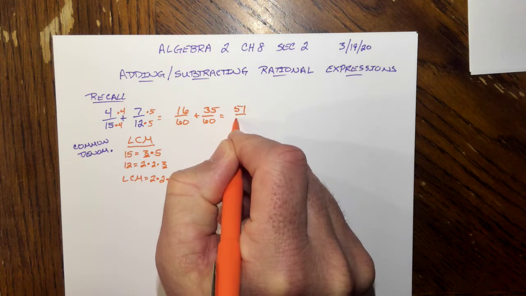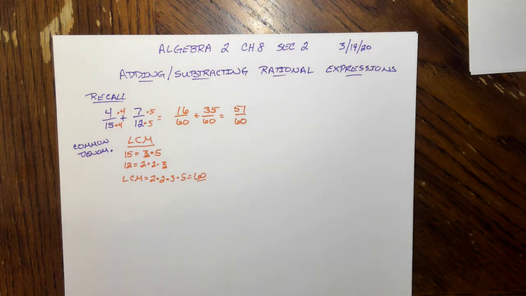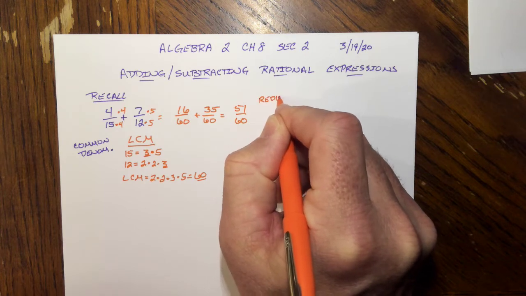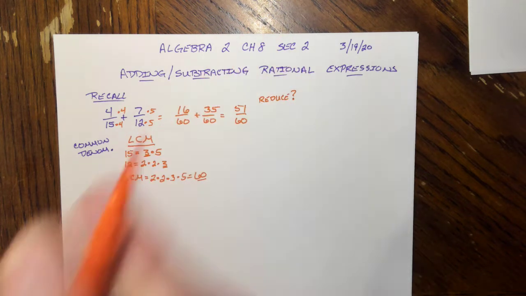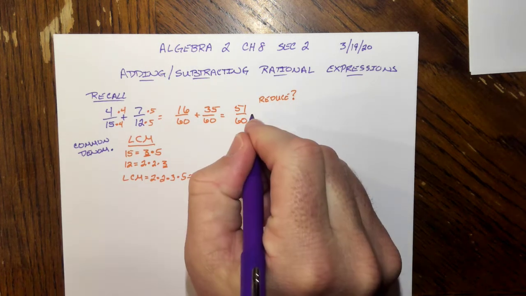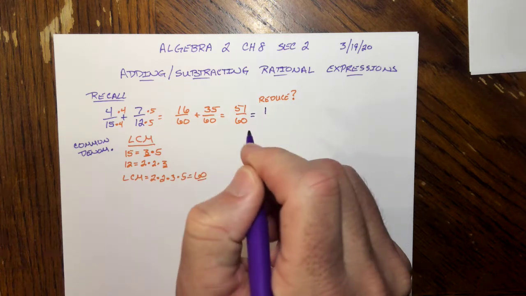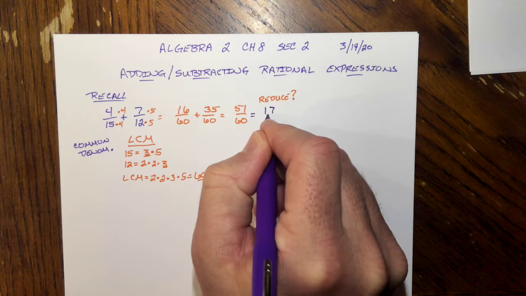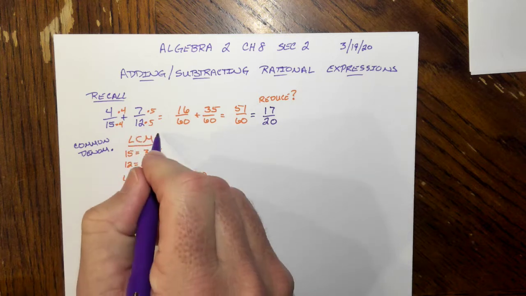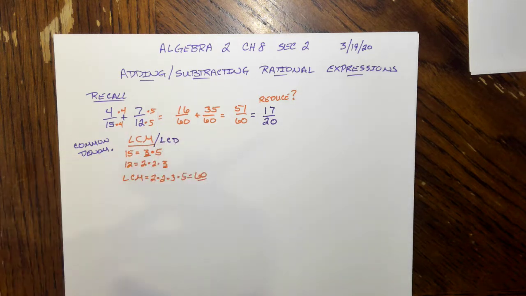51 over 60. Remember, denominators don't change. That's the whole purpose of getting them to be the same. We'll do this, and then it's a fraction. Can you reduce? And the answer is yes. So we look and reduce them both by 3. So 17 over 20 will be our final answer as we work through that problem. Least common denominator, least common multiple. However you want to do it.